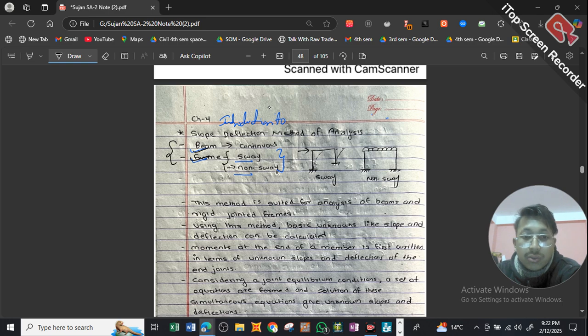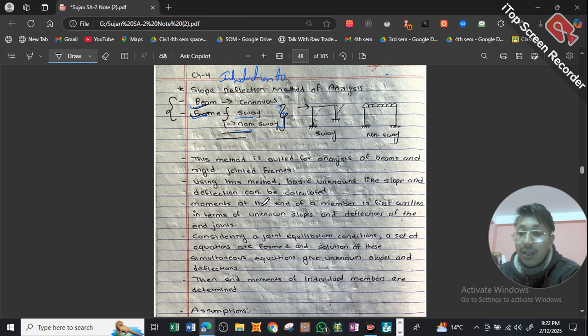On the frame, we have sway and non-sway as well. We'll be talking in detail about sway and non-sway frames in a further lecture series. So right now, let's talk about the basics. We'll be doing problems in our next lecture series, but it is very important to understand the basics in order to go on to our problems.